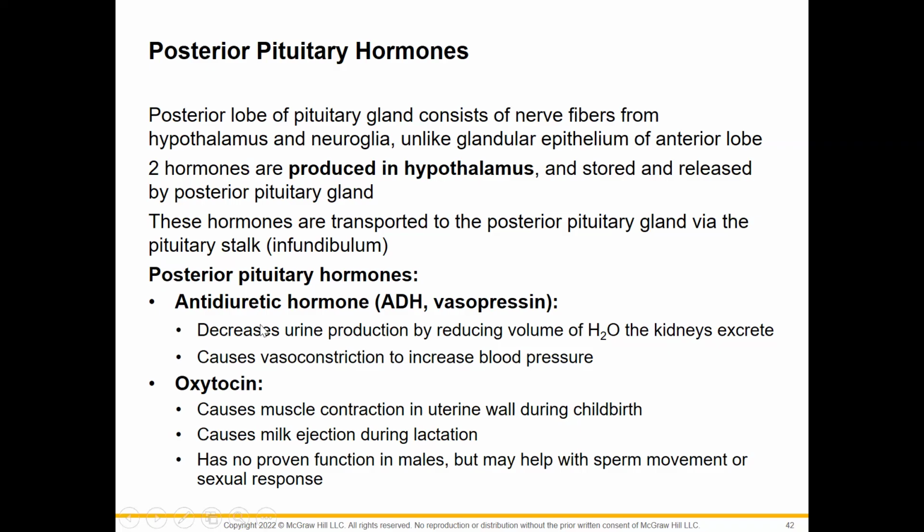Antidiuretic hormone then has the opposite effect. So this hormone is produced when your body wants you to release less water, when you want to retain some water, right? So antidiuretic hormone decreases urine production by reducing the volume of water that the kidneys excrete.